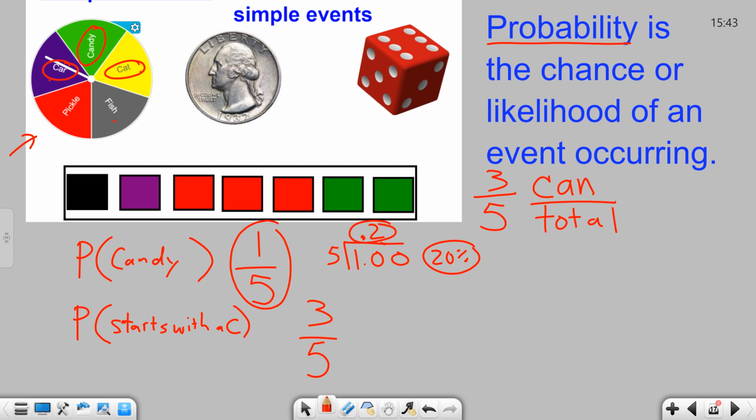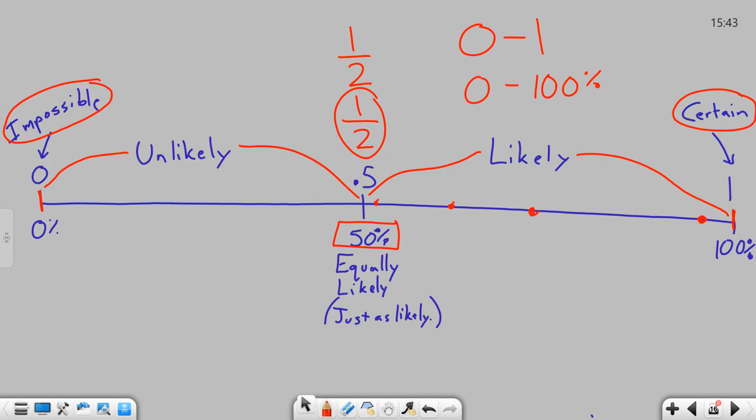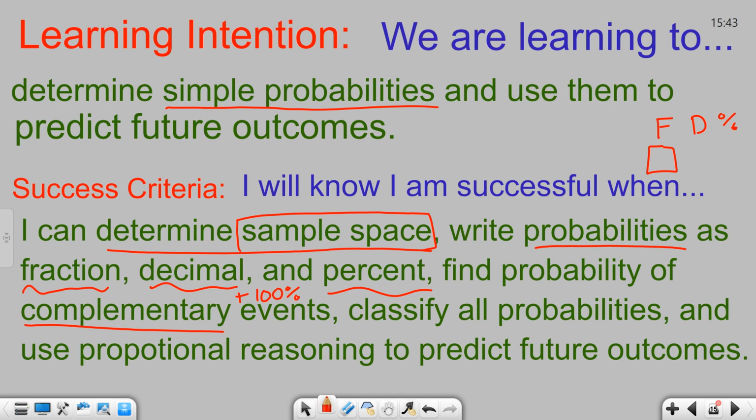That's the probability. Now if I were to classify that, if I go back to this section, where would 0.2 or 20% be? It'd be right down in here, right? So I would consider that unlikely. It's unlikely that that happens. All right?